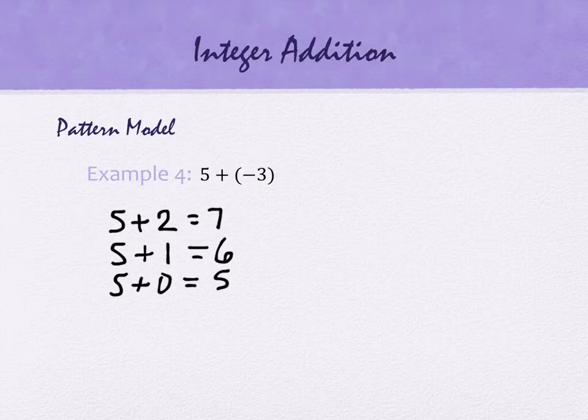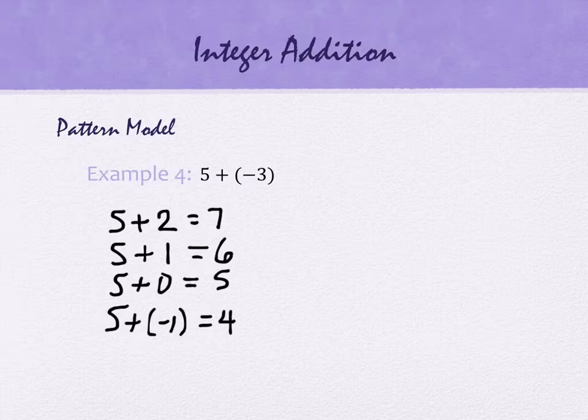Now, the next value that I'm going to go to is 5 plus negative 1, because what I'm doing in the middle here is decreasing the number I'm adding by 1 every time. Now, I don't really want you to add 5 plus negative 1. What I want you to do is notice this pattern goes 7, 6, 5, which means the answer next is 4. It's a pattern. And we could go to 5 plus negative 2, the next number back on a number line or in value. Again, 7, 6, 5, 4, and then it would be 3.